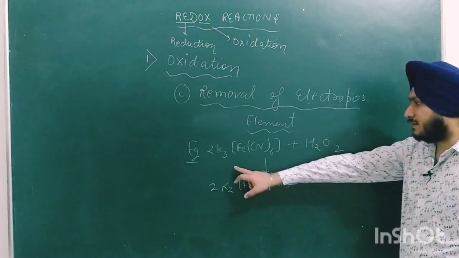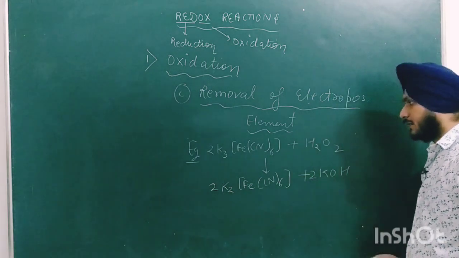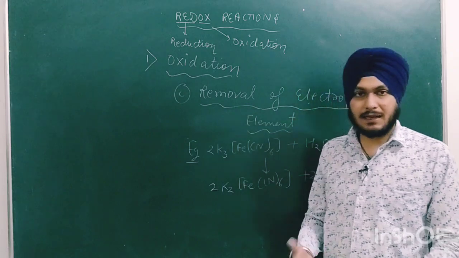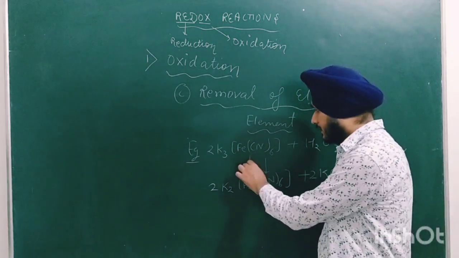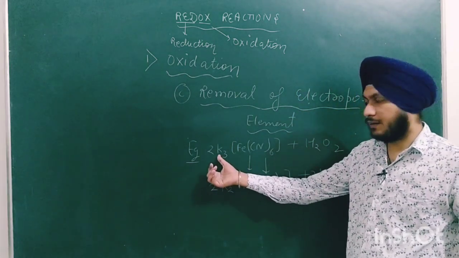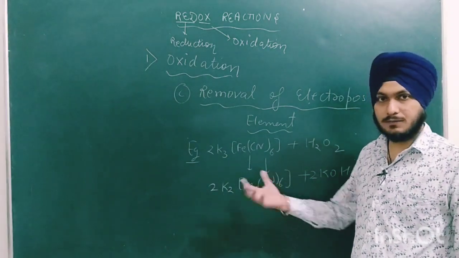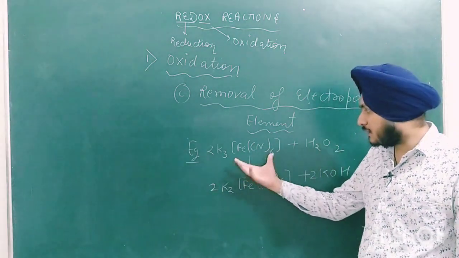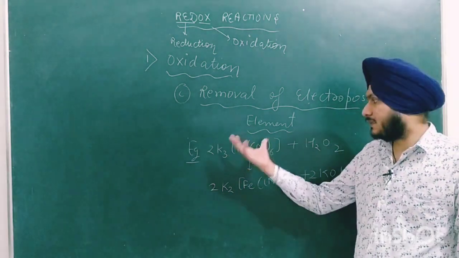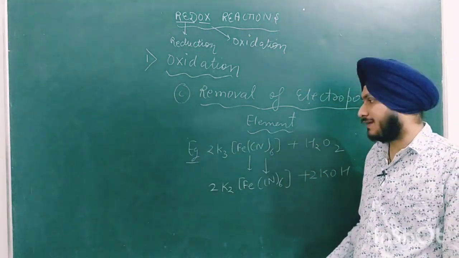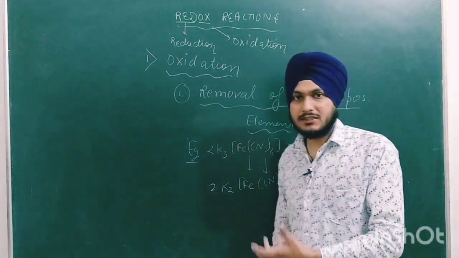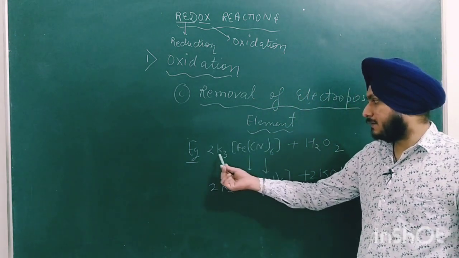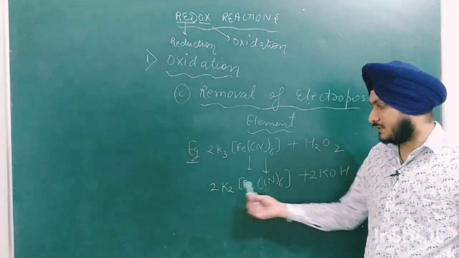Here we have 6 potassium and 6 potassium over here, so this is the balanced equation. What is happening in this equation? Removal of potassium takes place. Potassium is an electropositive element, that is why its removal takes place. These two are complex compounds. We will discuss complex compounds in the next class; in the 12th class there is a chapter on coordination compounds. These are potassium ferricyanide and potassium ferrocyanide.